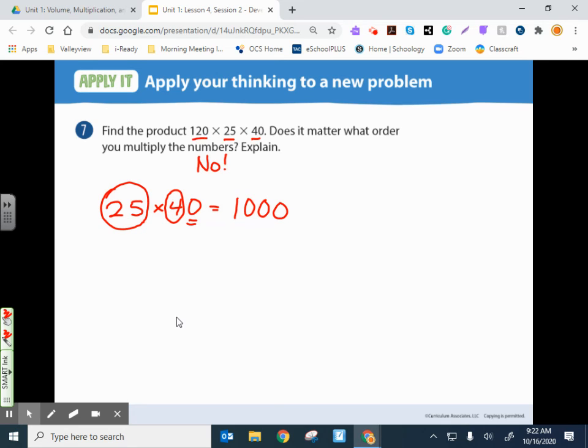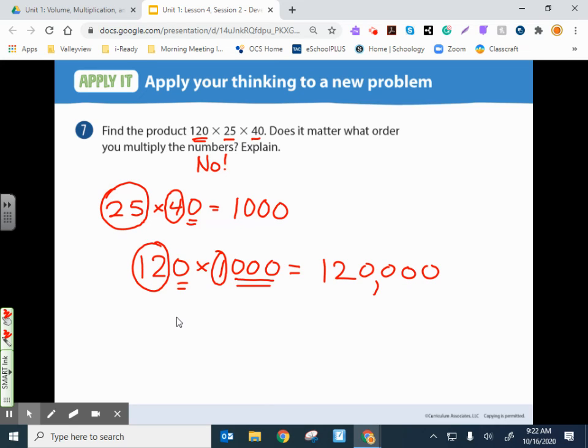And now we got to take care of this number. So let's do 120 times 1,000. And we can do 12 times 1. And then I've got 1 zero. And then these 3 zeros. 1, 2, 3, 4. Look at that. I just did this all in my head. 120,000 is the answer for that one. So when you see zeros, rejoice, because that's going to make your multiplication easier.